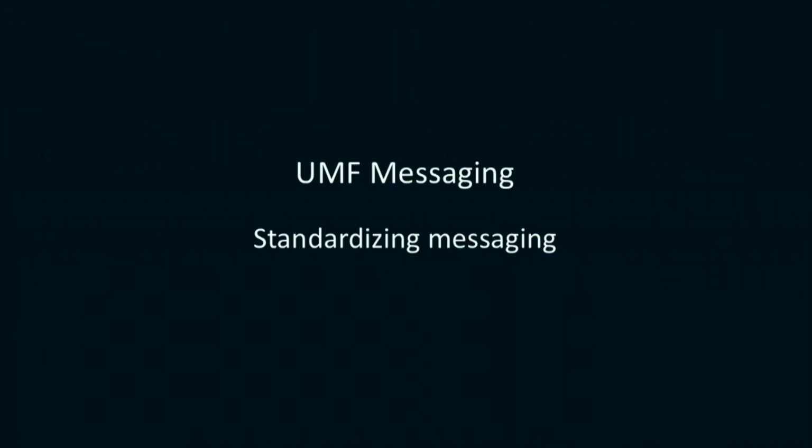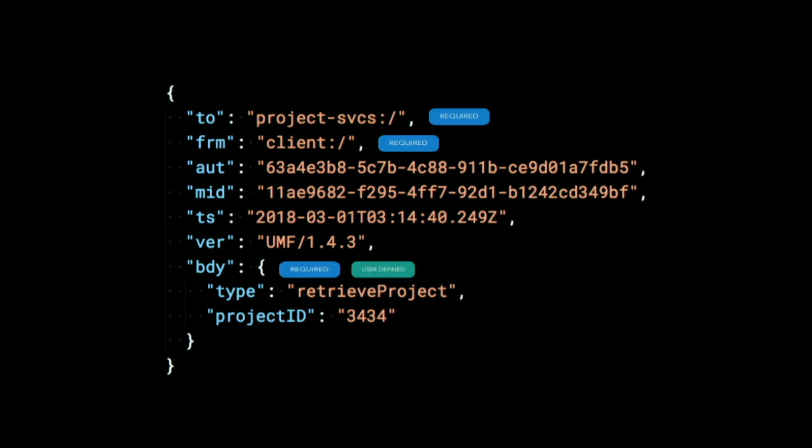Continuing our focus on messaging, in order to ensure interoperability between microservices, it's essential to standardize on a shared format of communication. The universal message format is a documented JSON-based format which includes support for messaging, routing, and queuing. These messages can be stored in Redis as JSON stringified text. Here's an example UMF message. The to, from, and body fields are required, but services are free to include their own custom keys inside the body object.